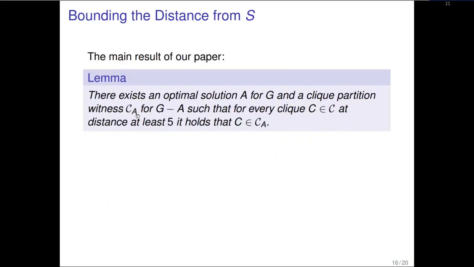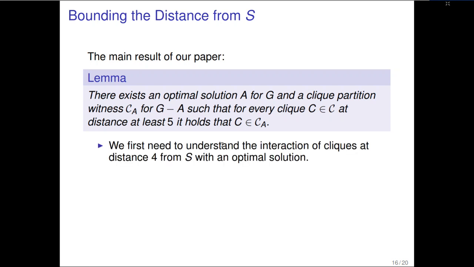We actually show the main result of our paper, and that is that there exists an optimal solution A for G, and a clique partition witness CA for G minus A, such that for every clique C at distance at least 5, it holds that C is precisely in CA. Right, so the cliques at level 5 will stay exactly the same, which allows us then to remove all the cliques at distance 6 and even modify the cliques at distance 5 to be just singletons.